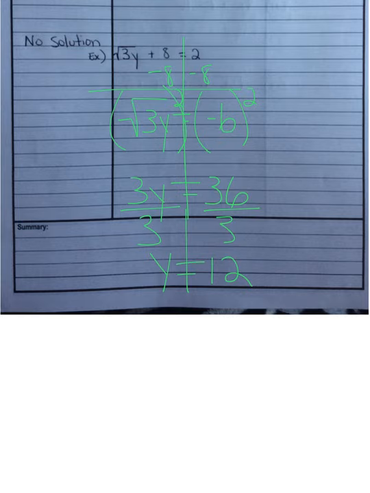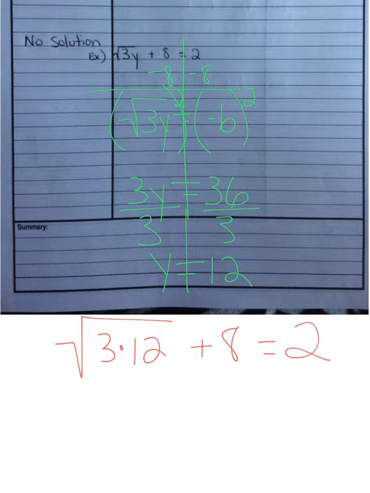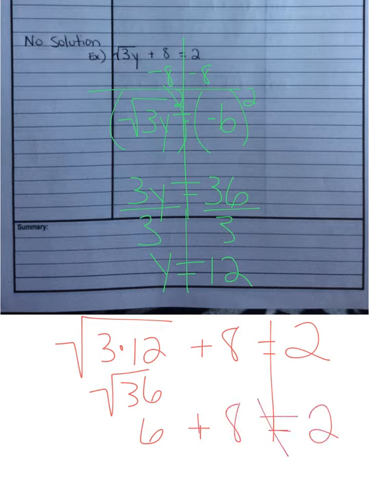And again, when we go back to check our work, the square root of 3 times 12 plus 8 has to equal 2. And this doesn't work. 3 times 12 is the square root of 36, which is a +6. But when you add 6 and 8, you do not get the number 2. So this does not work. This one does not have a solution. The answer would be no solution.